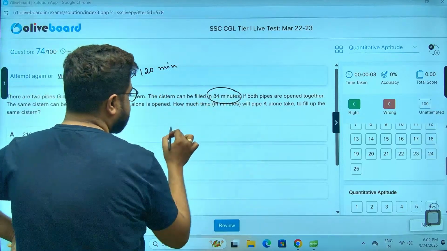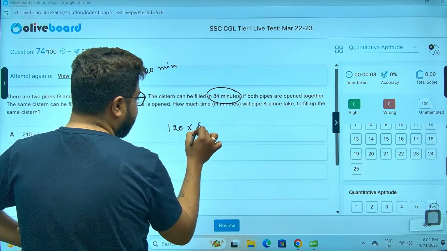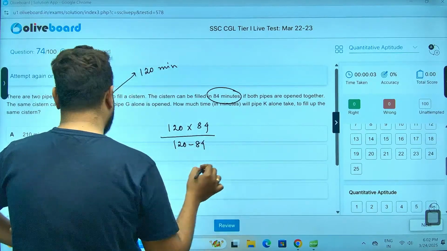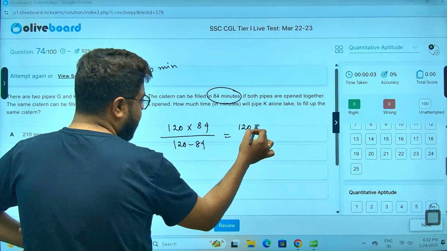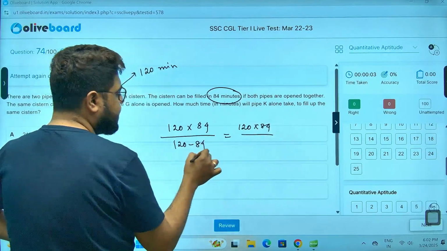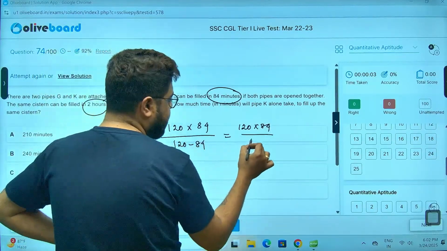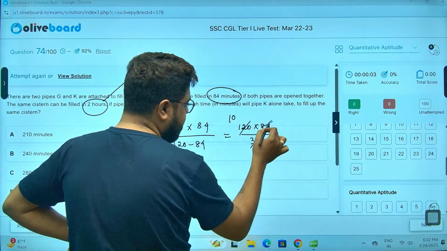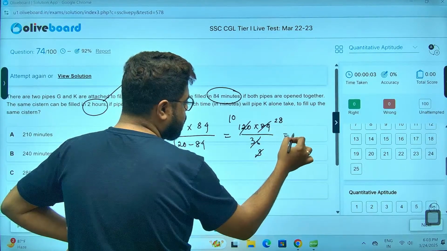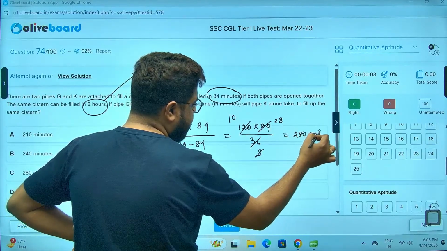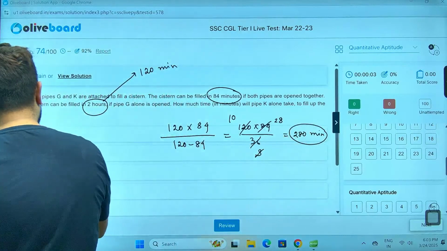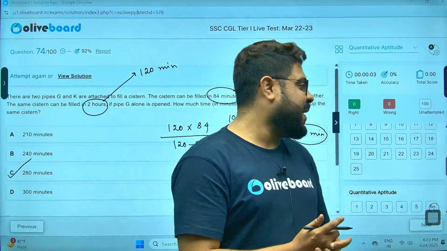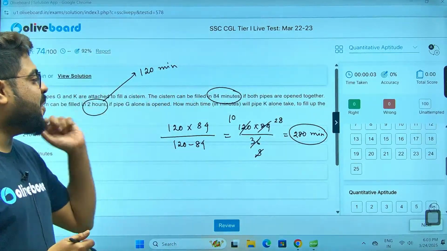This is 84. 120 times 84 divided by 120 minus 84. Okay? 120 into 84 divided by 36. The 12 threes are this, 12 tens are this, 3 twos are this, 280. So 280 minutes will be the answer. Now, if you want to use the shortcut, then this is the answer. But again, I'm saying I'm not a big fan of this. Rather, I'm a very big opponent of this.